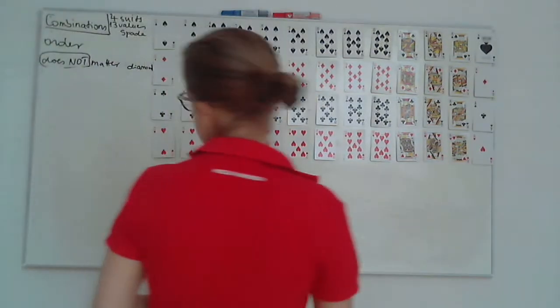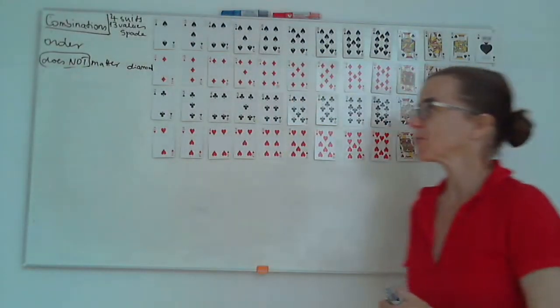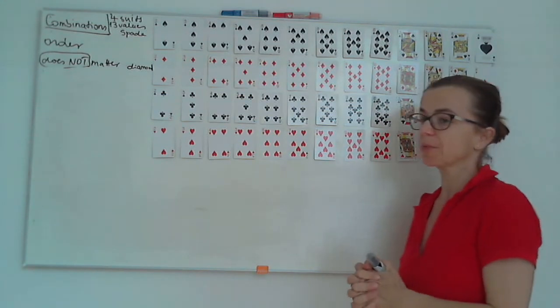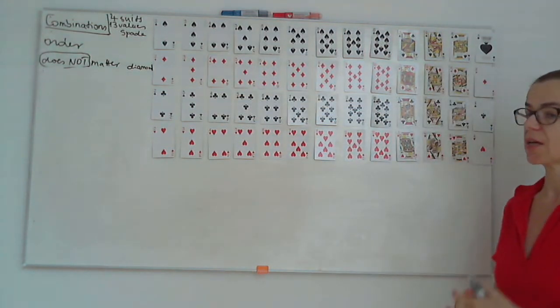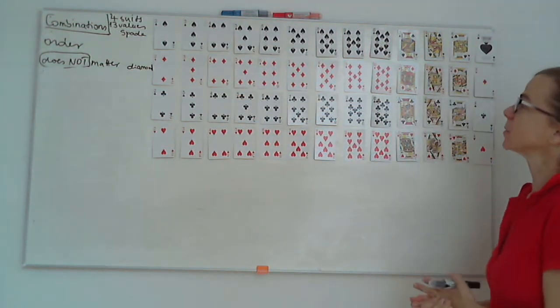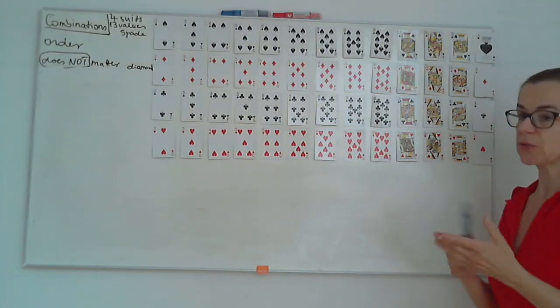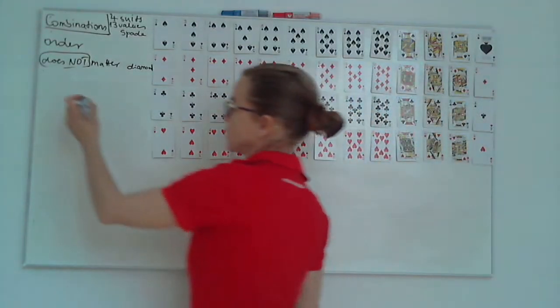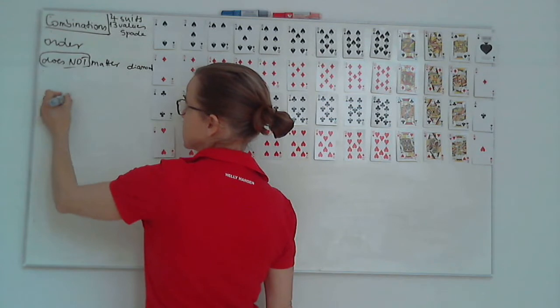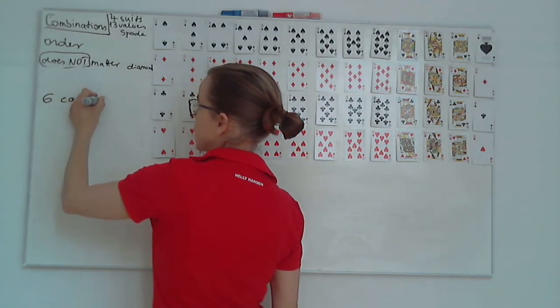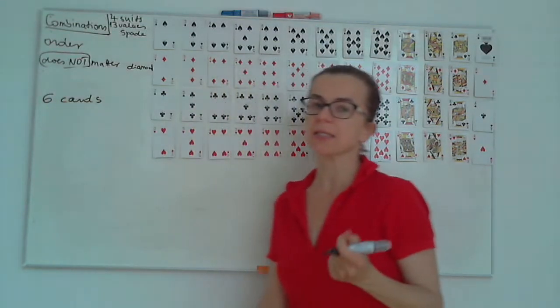Okay, let me illustrate, still using this card, some of the examples where combination is used. Let's start with something simple. I would like to distribute 6 cards now. So every player gets 6 cards. And the question is, how many ways can it happen?